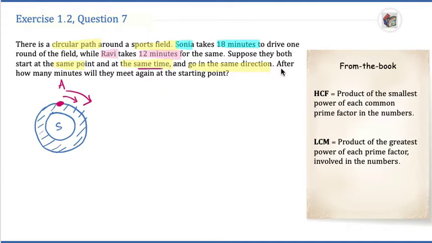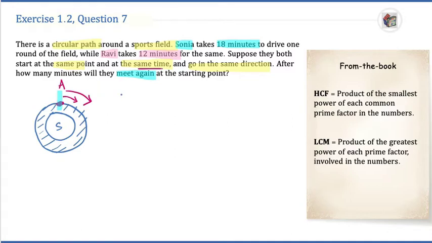Then the question asks, after how many minutes will they meet again at the starting point? So they have to meet again. Why are we saying meet again? Because in the beginning they're both together, right? Both of them started at the same time and from the same spot. So we want to know when again will both of them be at point A.